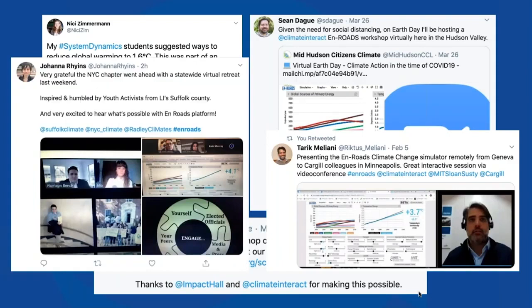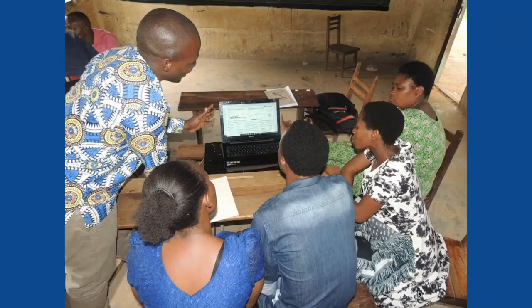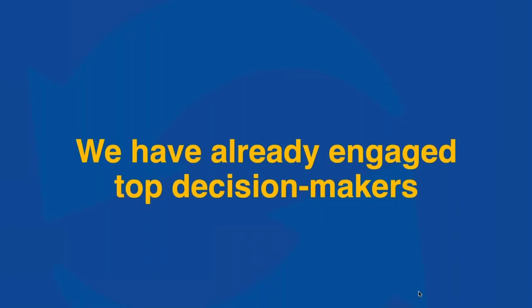climate. Johanna Ryan's in New York City chapter of a climate activist group with youth, Jeroen Struben, who's a professor. Here's a group recently in Tanzania. You can see those group gathered around EnROADS. So those are examples of many EnROADS climate ambassadors in the world.